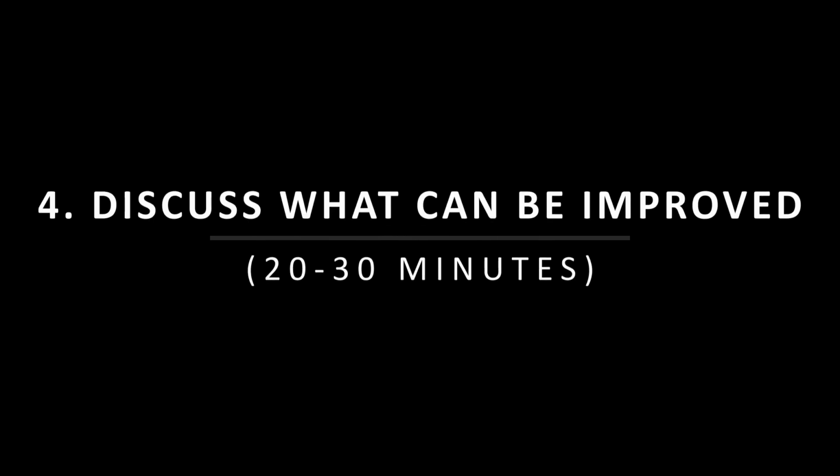Okay, back to the steps. Step number 4, discuss what is not working well and can be improved. Be sure to leave 5 minutes at the end for the closing of the meeting. Start by sorting the column by the number of votes, so the highest voted items will be on top. We're going to start at the top and make our way down.